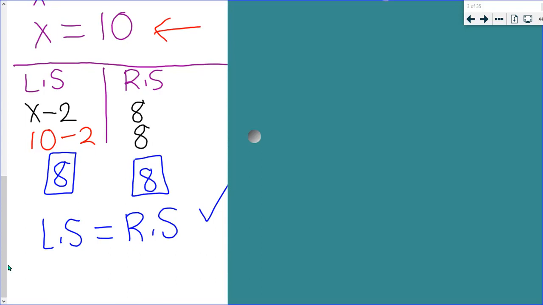Now notice I'm always using this process of substitution to check my answer. I'm not going to do that for the whole lesson, but then I will.